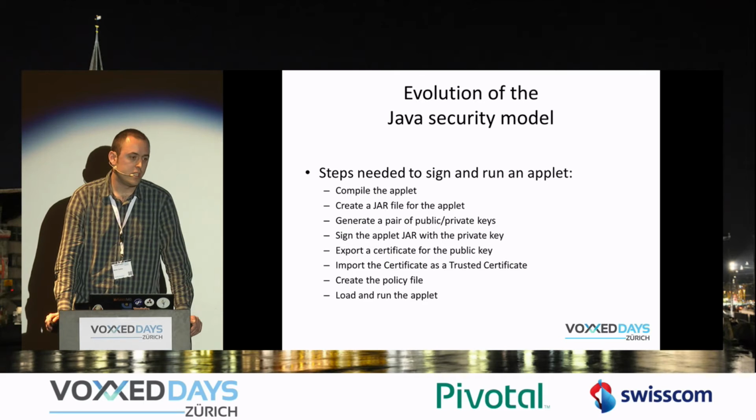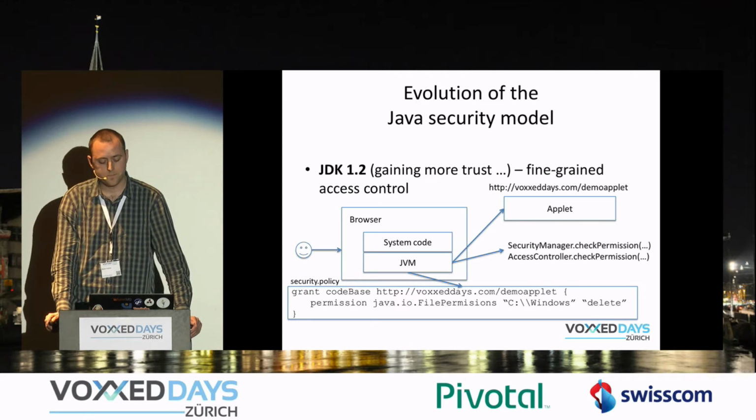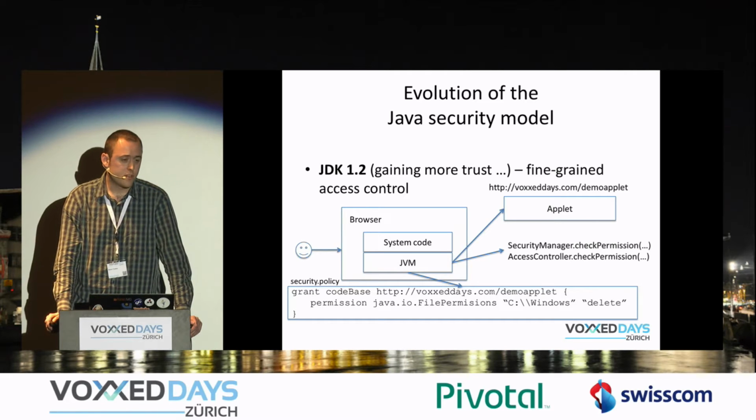And now the system source code along with the signed applets has all of the permissions to do whatever it wants with the system. And finally, you load and run the applet. So this was up to version 1.1 of the Java platform. However, this also seemed quite inflexible.